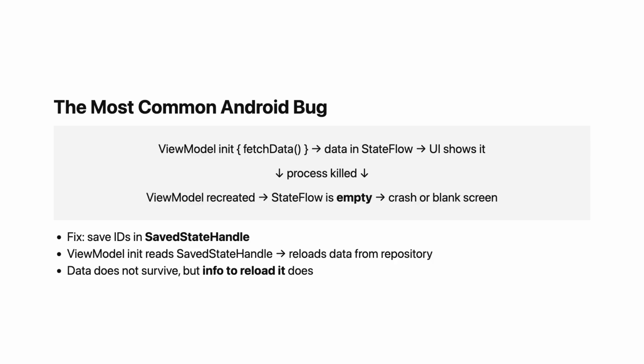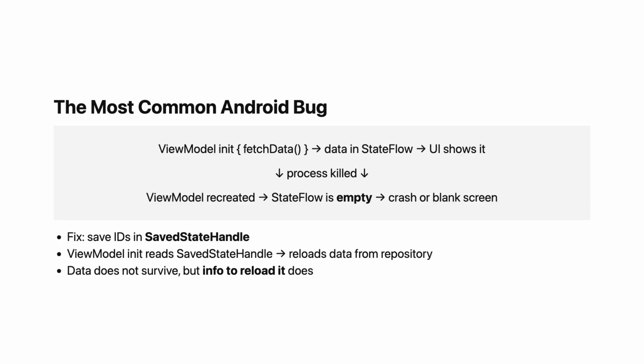The fix is straightforward. Always initialize your view model's data loading based on state that is saved in saved state handle. If the view model is recreated after process death, the saved state handle still has the user ID or query parameters, and the init block can use them to reload the data.